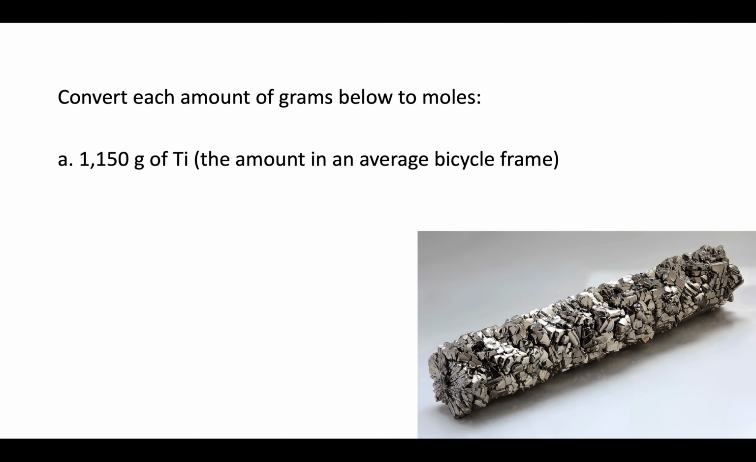All right, more problems. So here, they ask us to convert each amount of grams below to moles. And so they give us 1,150 grams of titanium. It's about the amount of titanium in a bicycle frame that was made of titanium. So it's a conversion problem. And for every conversion problem, you want to ask what units are they asking for and what number are they giving you. The units they're asking for are moles. So we are trying to find moles of titanium. And the number they're giving us is 1,150 grams of titanium.